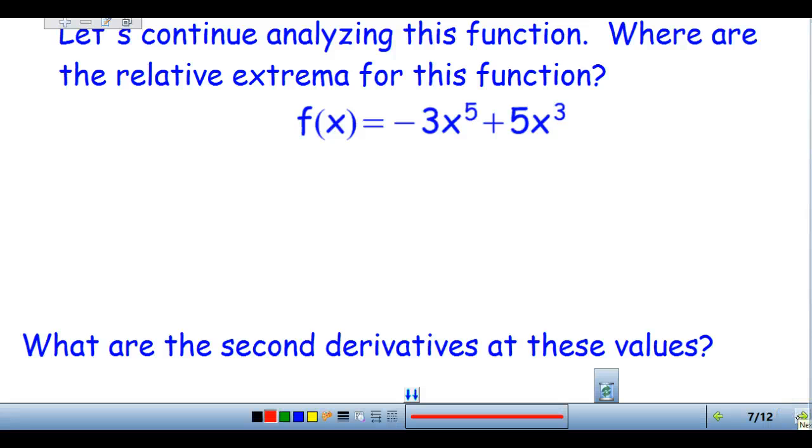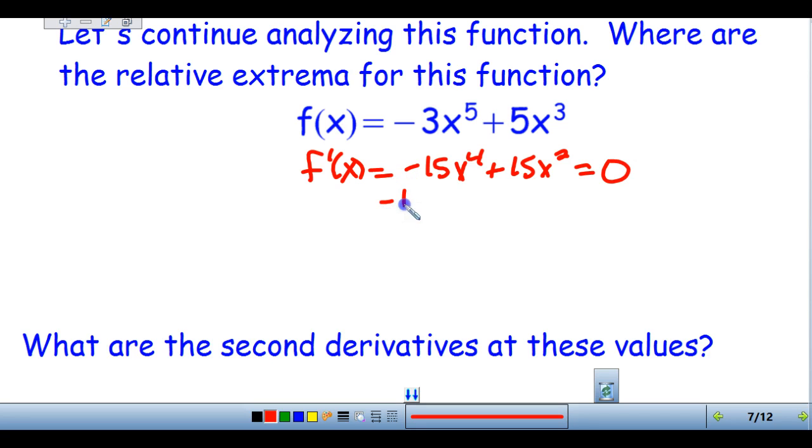Alright, so let's analyze the same function, but let's go ahead and look at the extrema and talk about how the second derivative could be helpful in this situation. So we had just taken the first derivative of this, and it was negative 15x to the fourth plus 15x squared. We won't care about where that's undefined, there's nowhere where it's undefined. So I can factor out a negative 15x squared, leaving me with an x squared plus 1. Oh, pardon me, minus 1.